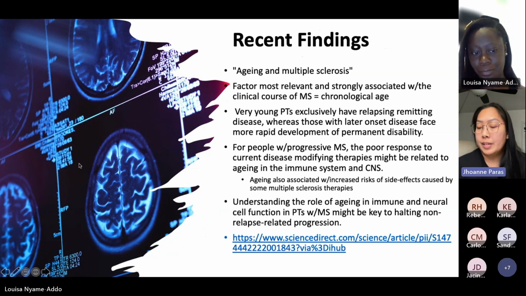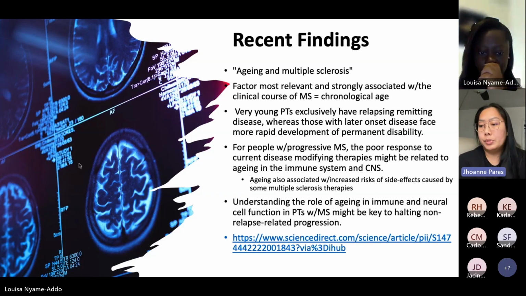So in this recent finding, it's titled Aging and Multiple Sclerosis. The link is on the bottom. Basically, they found that chronological age is the most relevant and strongly associated factor with how MS progresses. For example, very young patients have relapsing remitting disease, but if you get MS at a later age, the onset is more rapidly developing and you're more prone to having permanent disability.